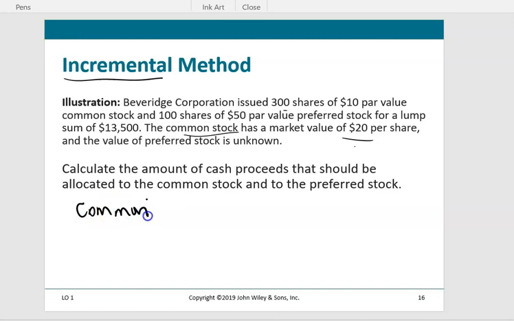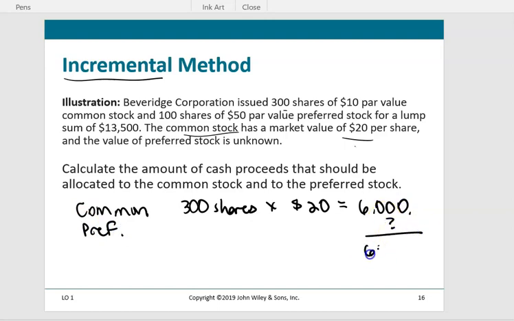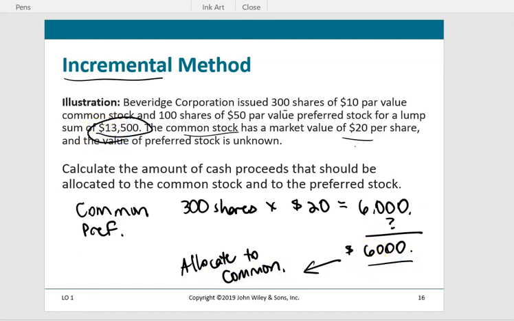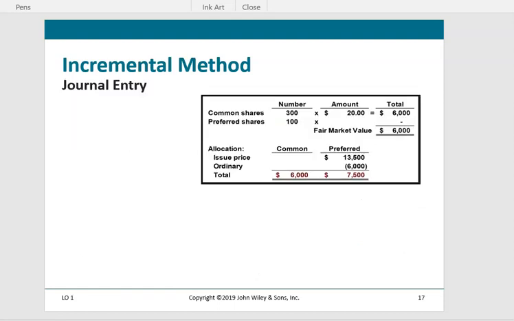We have common, 300 shares, multiply this by, remember, the market price, not the par value. The market value is what the stock is actually worth, equals 6,000. We don't know what the preferred stock is. So we have a total market value of 6,000. So let's allocate the entire 6,000 to common. And the remainder, in other words, the difference between the 13,500 and what we allocated to common, goes to the preferred stock. Let's record that journal entry in the next slide we see here.